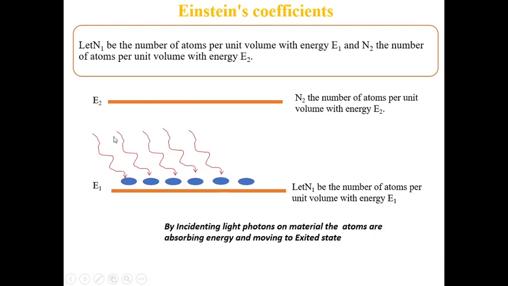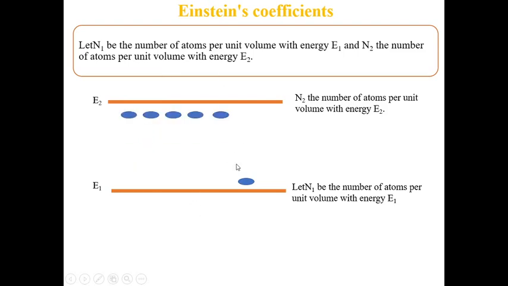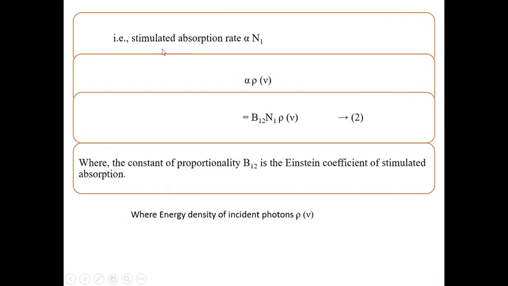That is, if the energy density is higher, meaning more photons are present, then more atoms will move from the ground state to the excited state. So the absorption rate also depends on the density of photons. From equations 1 and 2 we can write one equation. By removing the proportionality symbol, we can write rate equals B12 times N1 times rho of nu. This is equation number 2, where the constant B12 is the Einstein coefficient of stimulated absorption.